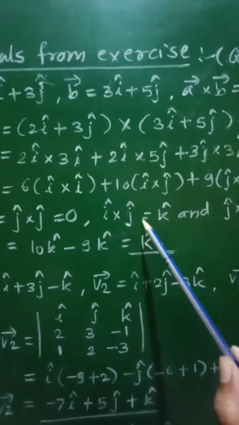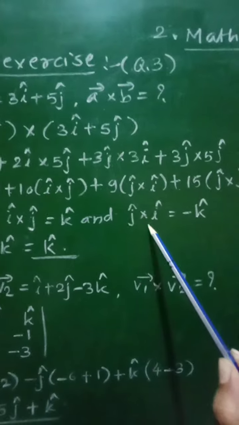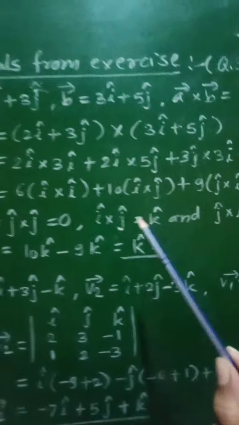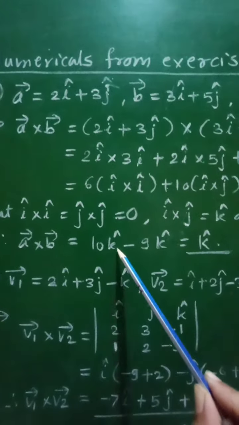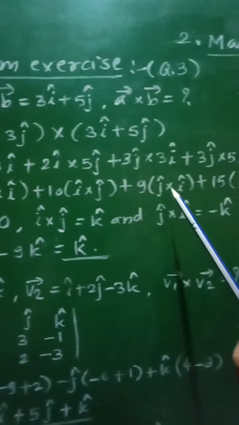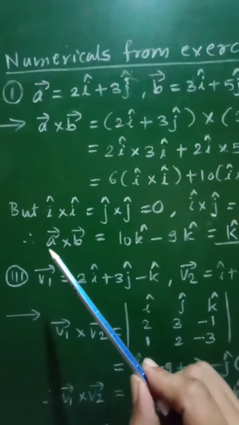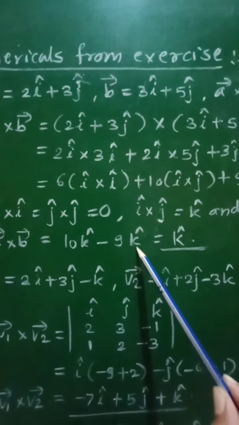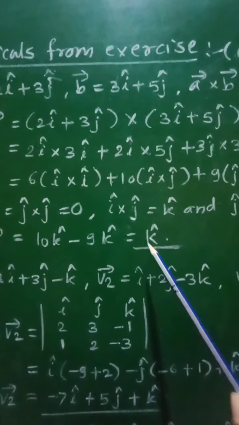Then i cap cross j cap is equal to k cap and j cap cross i cap will be equal to minus k cap. So putting these values we will get vector A cross vector B is equal to 10 k cap minus 9 k cap, because for the two terms of i cross i and j cross j it will be 0. Therefore A cross B will be equal to 10 k cap minus 9 k cap, which comes out to be k cap. So this will be the required answer.